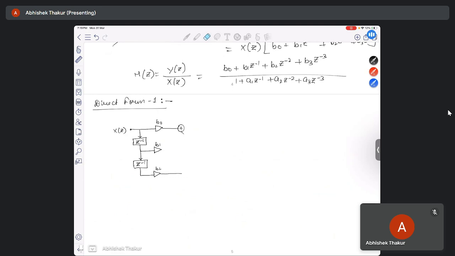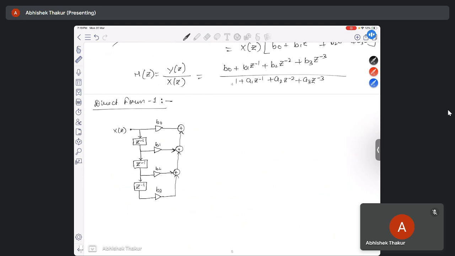Let's do a small correction here. So there will be an adder here. Now, is there any more delay? Yes, there is a z to the power of minus 3. So we'll add one more delay unit. Now, this time our multiplier is b3. Okay, so the zeros part we have completed.